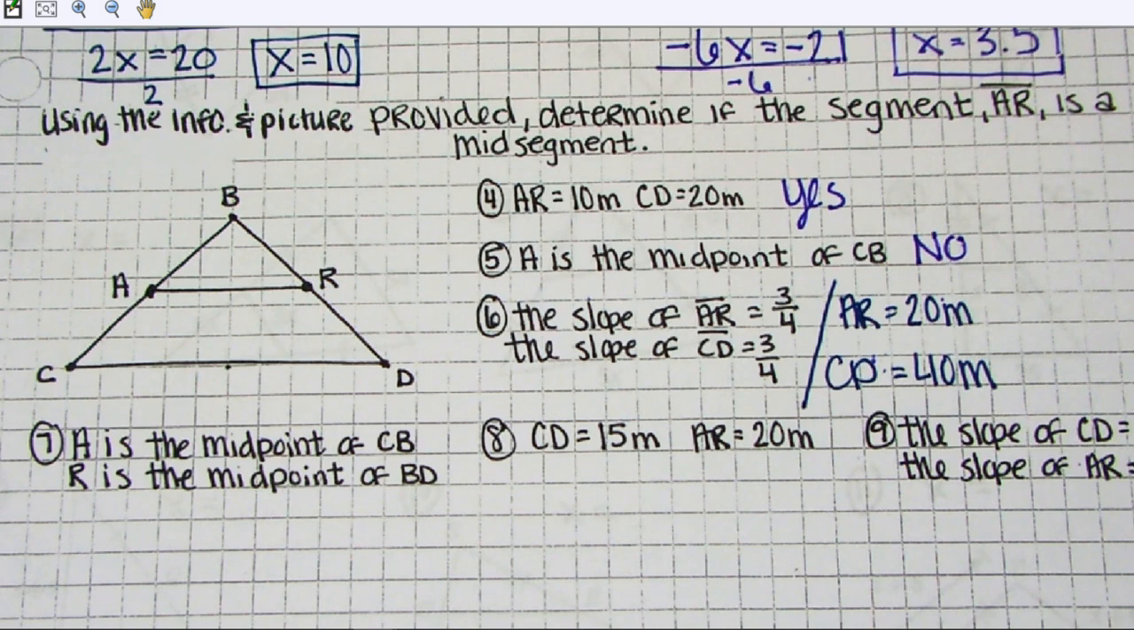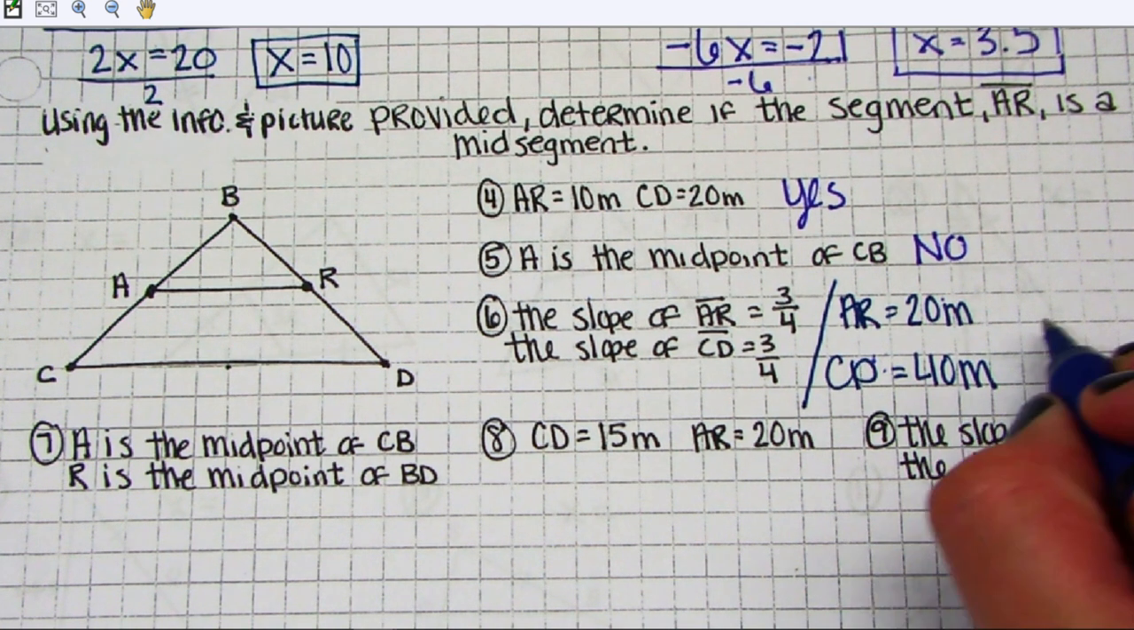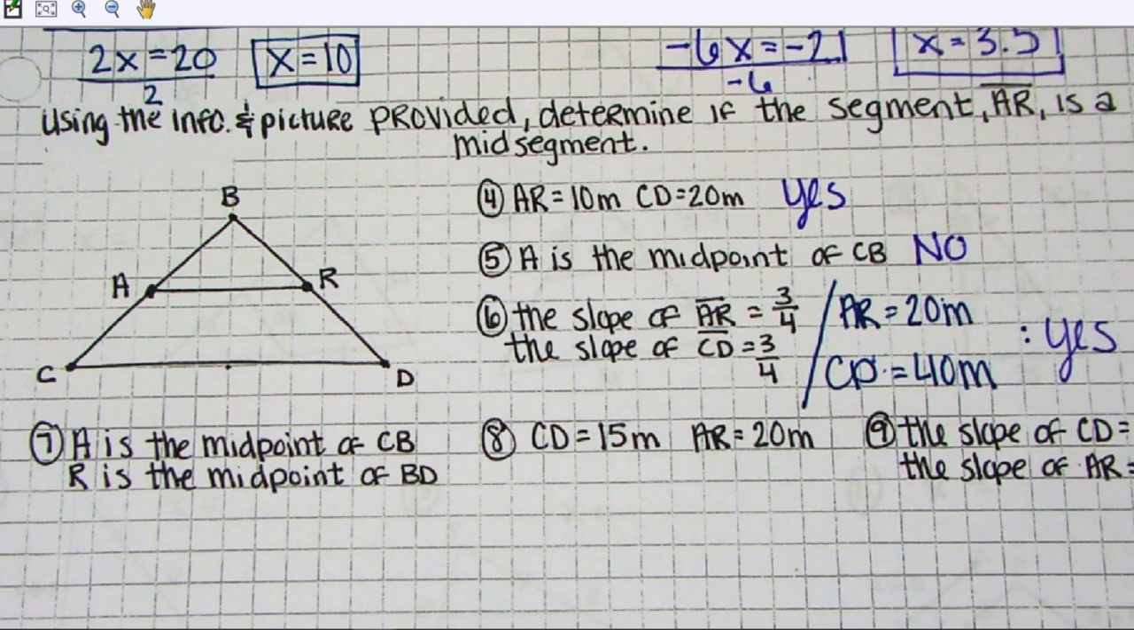So the slopes of my sides are identical, which makes them what? What kind of lines have identical slopes? Parallel lines, so they're parallel, and they're also half measurements. So yes, that is enough information to determine if it is a mid-segment.